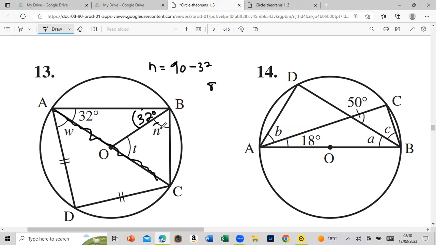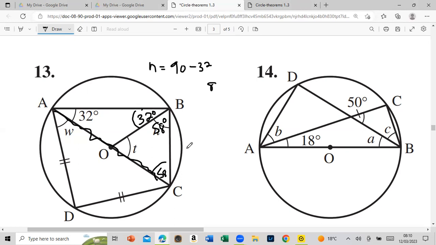So we know that much. This angle should also equal 58 right here. So this angle right here should equal 58. Why? It's an isosceles triangle again. See the radii, another radii. So that means when you add this and this, you should get 116.